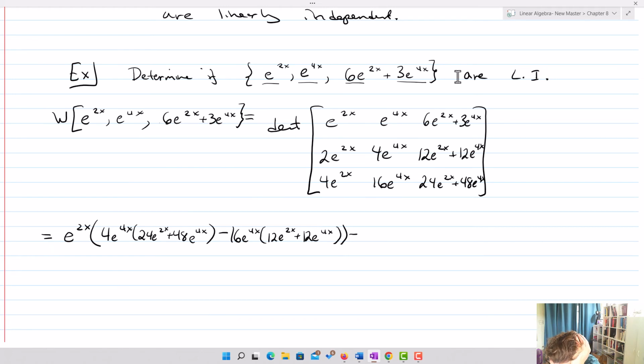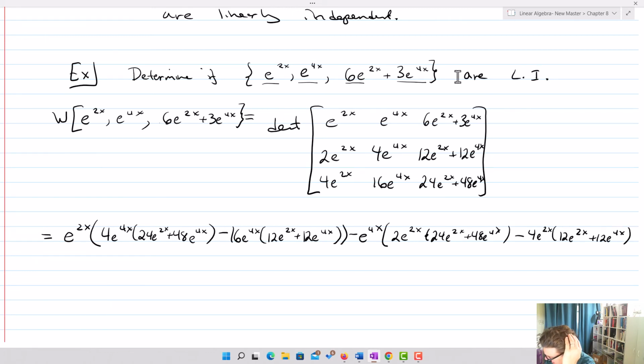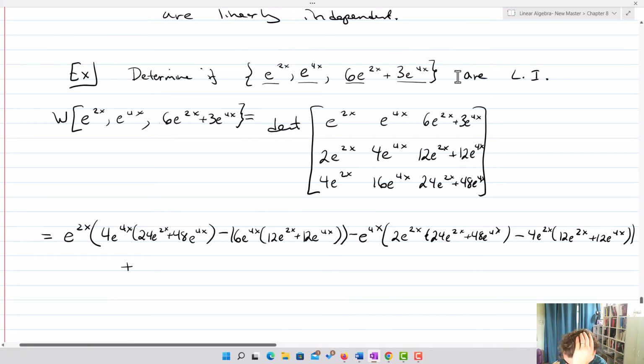And then this is going to be minus e to the 4x times 2e to the 2x times 24e to the 2x plus 48e to the 4x minus 4e to the 2x times 12e to the 2x plus 12e to the 4x, plus, okay, and then finally we're going to get 6e to the 2x plus 3e to the 4x times, and this is going to be 2e to the 2x times 16e to the 4x minus 4e to the 2x times 4e to the 4x.